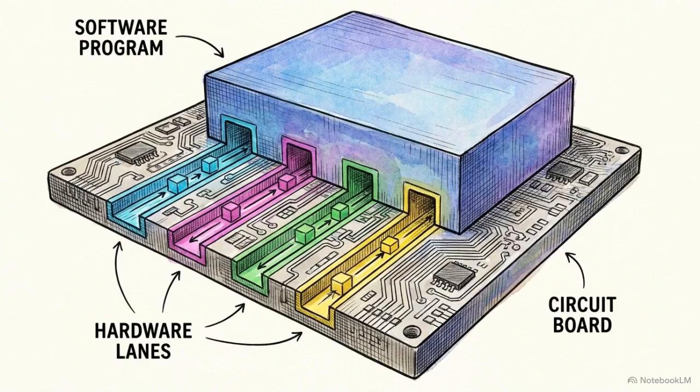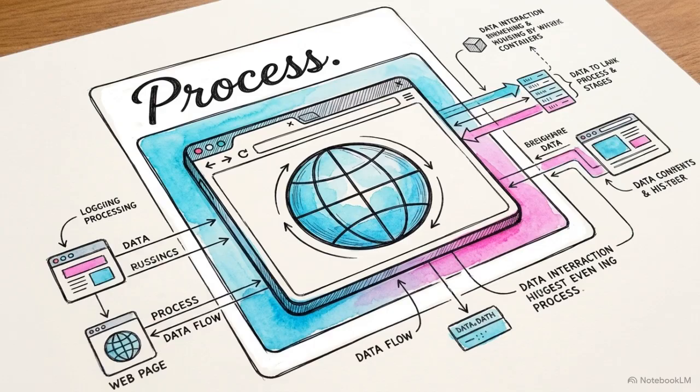Multiplying the physical hardware provides the capacity for concurrent execution, but the software must be written to split into separate paths to use it. When you launch an application, the operating system creates a process. A process is the active instance of that running application.